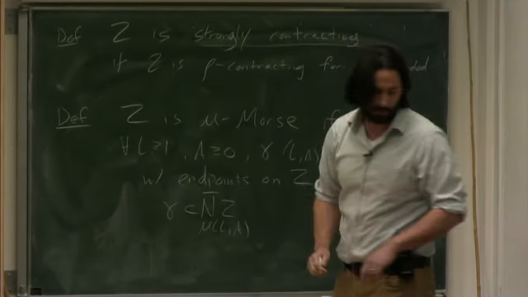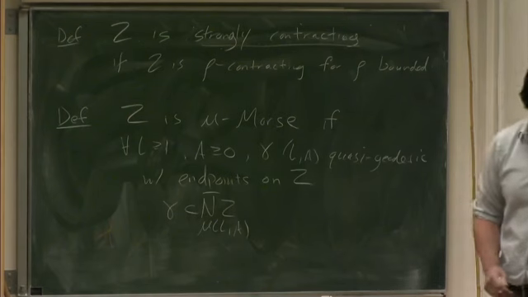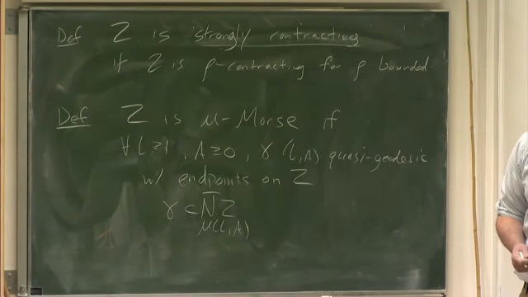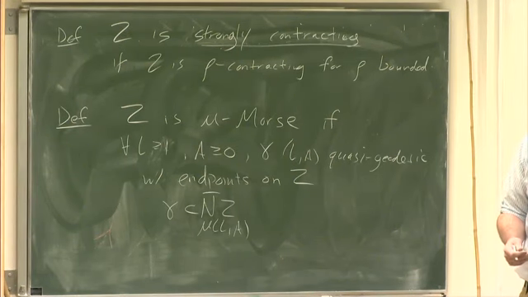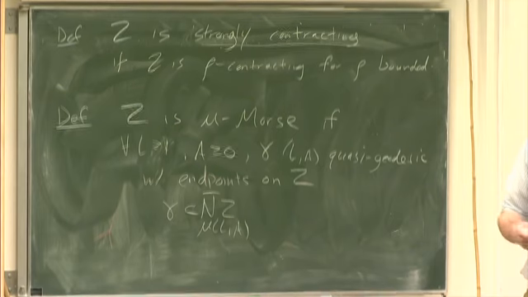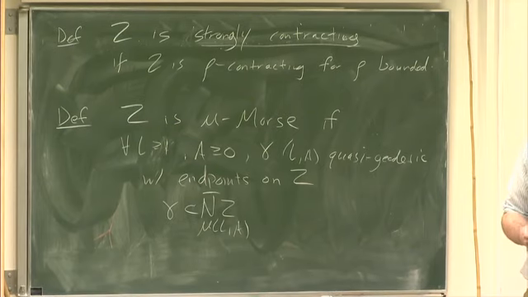Morse, the way I'm using it, is like quasi-convexity for quasi-geodesics. If you have a quasi-geodesic with parameters L and A, then there's some function mu that tells you how far that quasi-geodesic is allowed to stray away from Z.